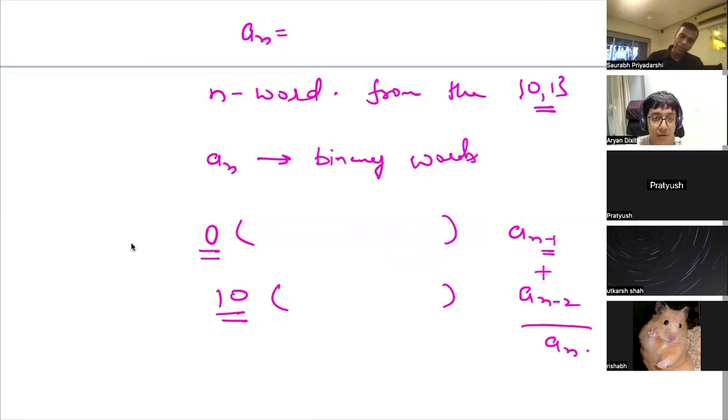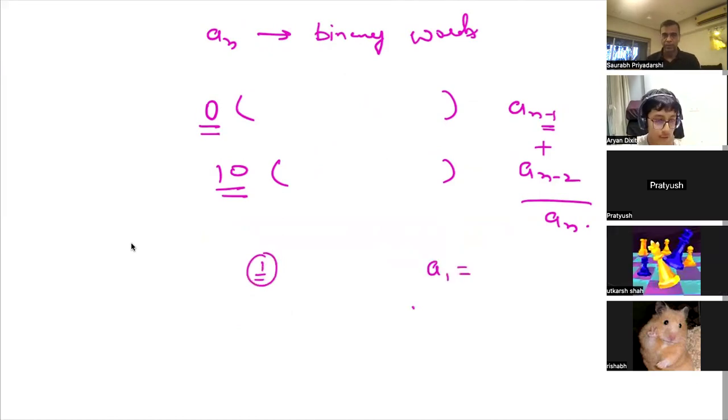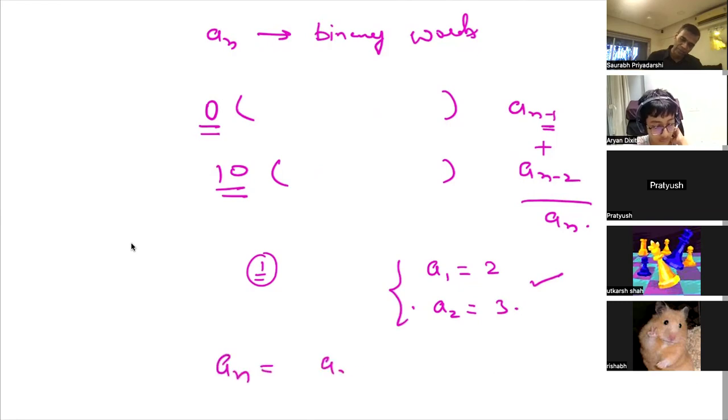And if I have in the string only one number, what is the value of a1 in this case? What is the value of a1? Either you are not taking that number or taking that number, that's 2 only. If you have two numbers, how many options? Null set, only 1, or only 2 you are taking, so 3 options you have. And an is nothing but an-1 plus an-2. Is this okay?